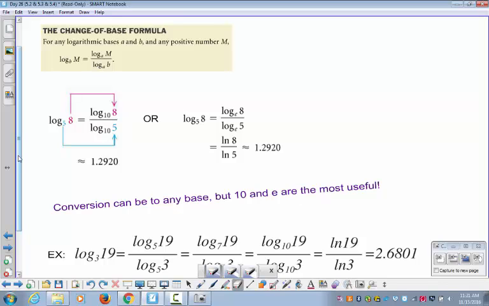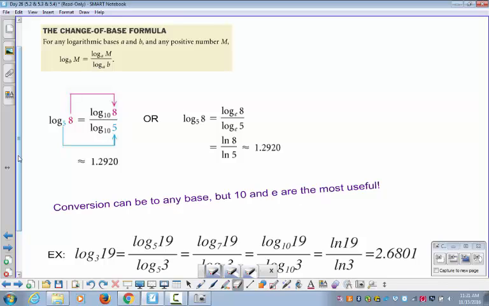So to change the base formula, you can change to any base you want. If you have log base 5, and this is how it's read, log base 5 of 8. Okay? So that's how you read that. Log base 5 of 8. This is log base e of 8 over log base e of 5.